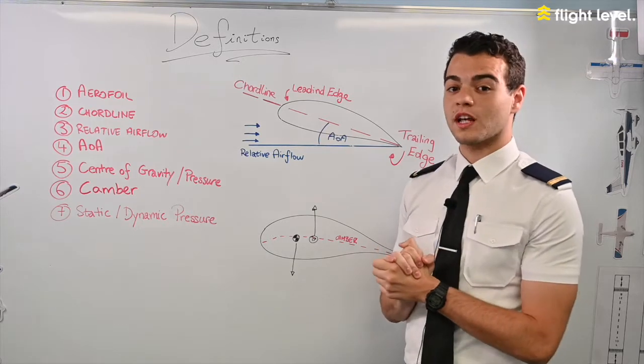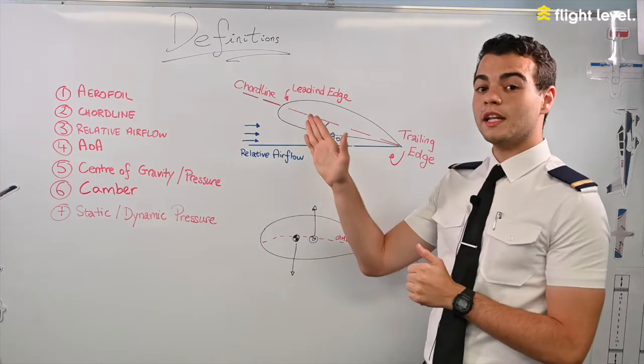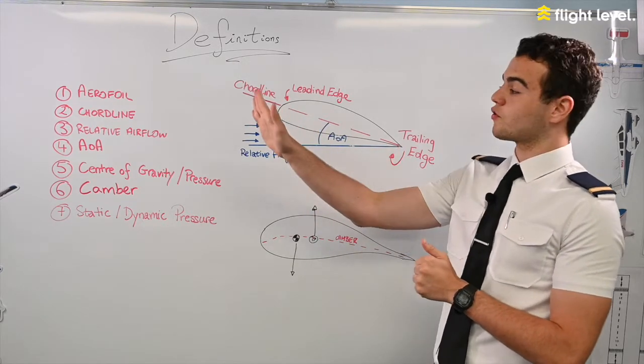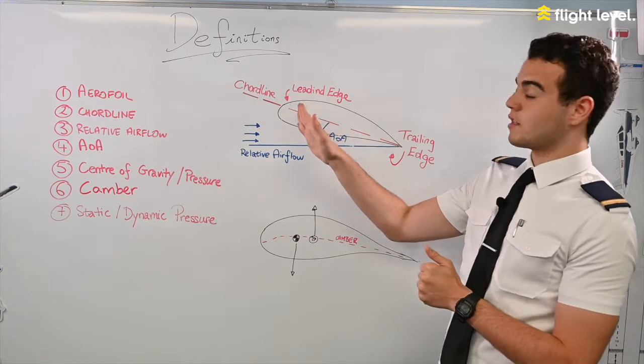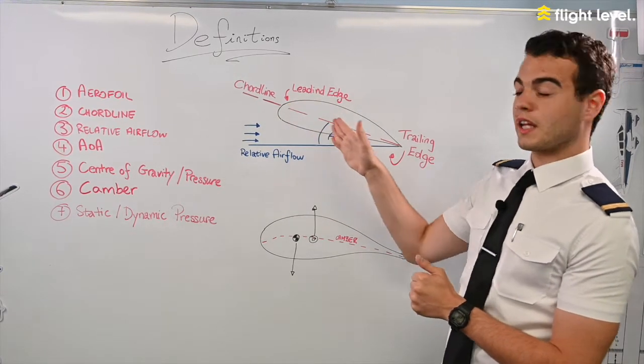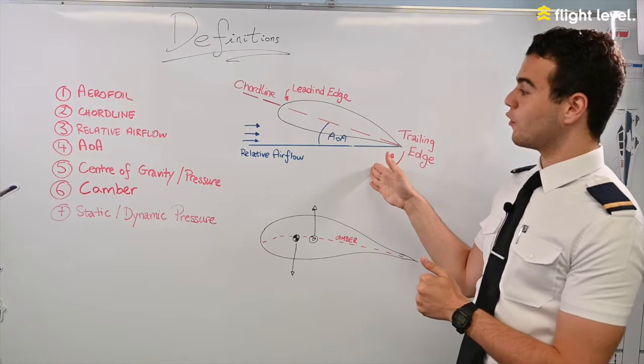Number 2 is chord line. That's a line joining the leading edge to the trailing edge, going straight through. The leading edge is the front of the airfoil, and the trailing edge is the back of the airfoil.